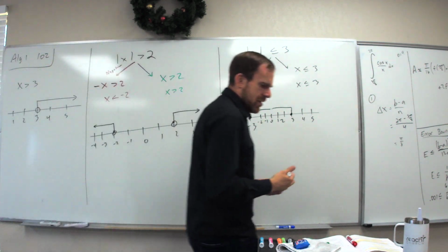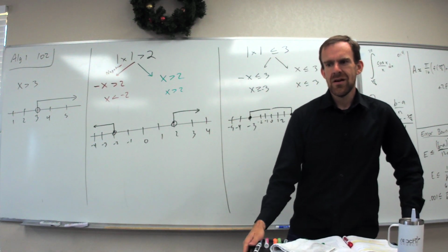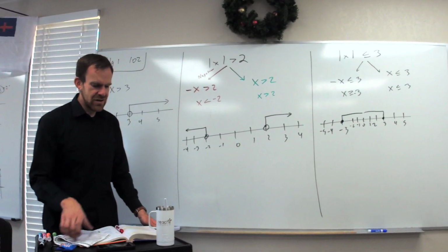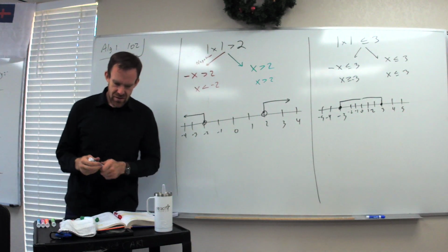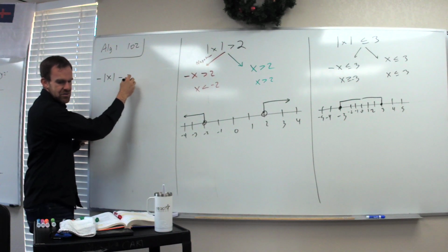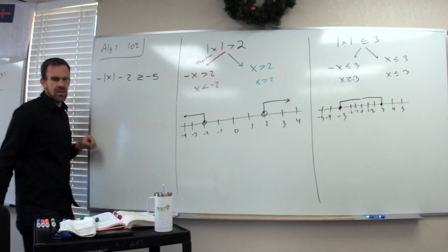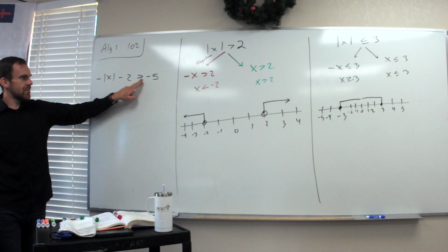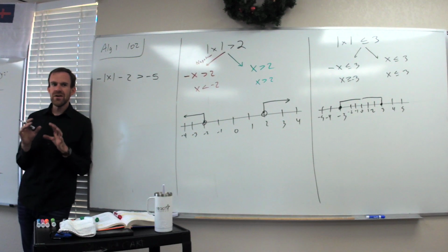Now, let's answer Daniel's question, which is, what if they get more complicated? Great question. What if we have negative, the absolute value of x minus 2 is greater than negative 5, or equal to? This is the last example here. Just greater than. So, what we're going to do is, as our very first step, deal with the absolute value.